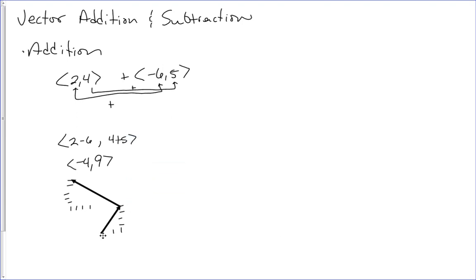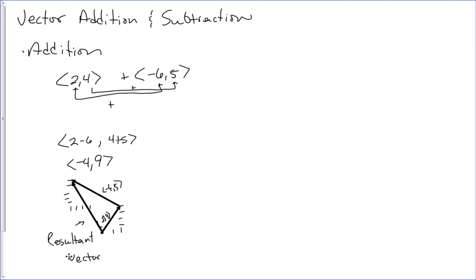Alright, so this negative 4, 9 is the vector from this initial point to this terminal point. Remember, this was vector 2, 4 right here, and then this was vector negative 6, 5. So the vector negative 4, 9, which we got when we added these two together, would be this vector right here. And that is called your resultant vector. That's your resultant.